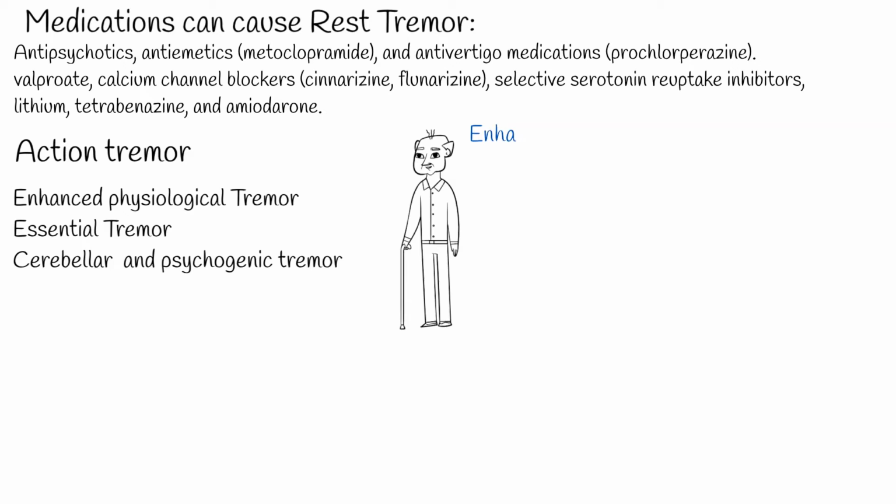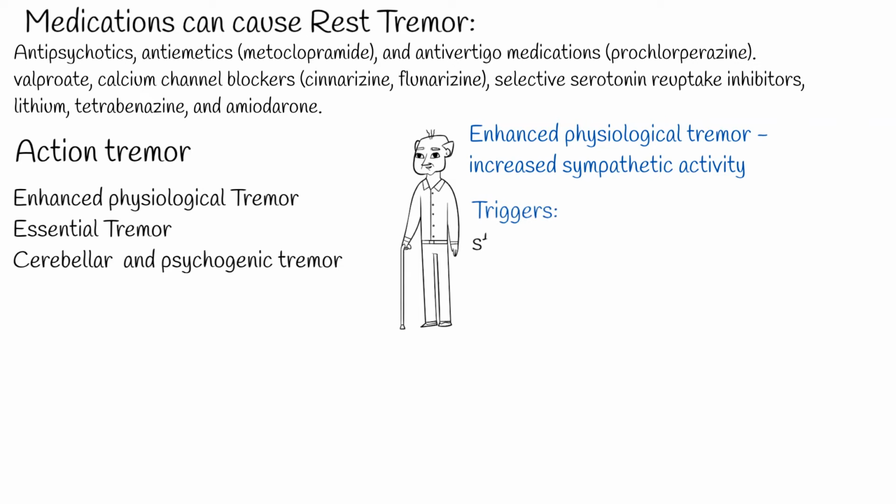Enhanced physiological tremor, as the name suggests: physiological tremor occurs in all normal people when muscles are actively used. Physiological tremor is not usually visible to the naked eye because its amplitude is very low. When this tremor becomes visible, due to increased sympathetic activity, it is termed enhanced physiological tremor. Enhanced physiological tremor is the most common cause of a postural tremor.